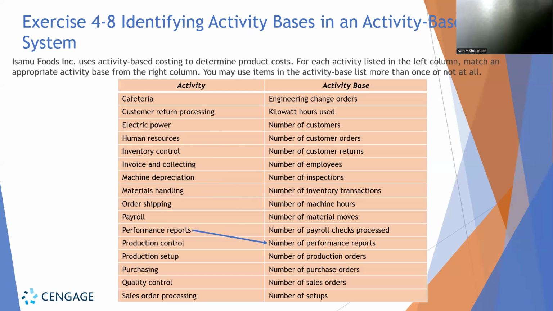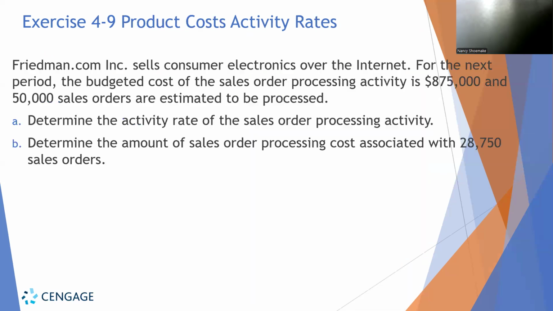Performance reports, number of performance reports. Production control, production orders. Production setup, number of setups. Purchasing, it's logical. Okay, quality control, sales order processing. Makes sense.